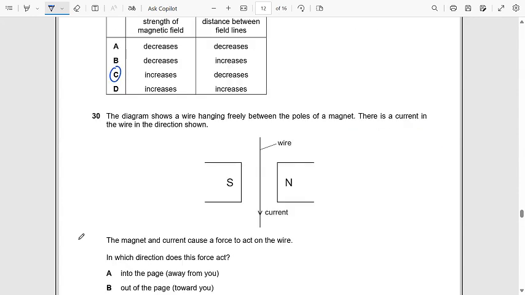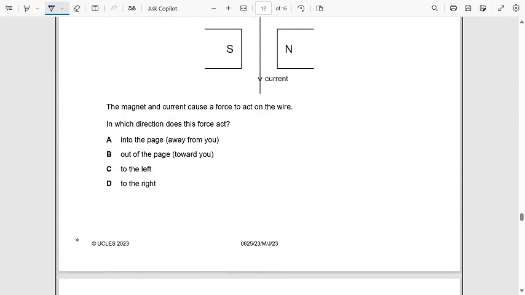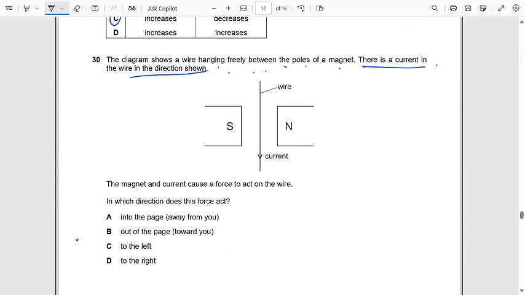Right? The diagram shows a wire hanging freely between the poles of a magnet. There is a current in the wire in the direction shown. The magnetic field causes a force to act on the wire. In which direction does this force act? Left hand rule लगाएंगे, ठीक है, और उसको यूज करेंगे। मिडिल फिंगर, this is the direction of forefinger from north to south.